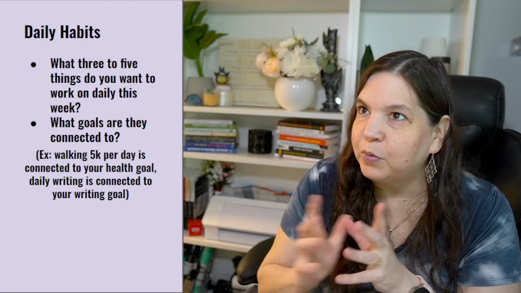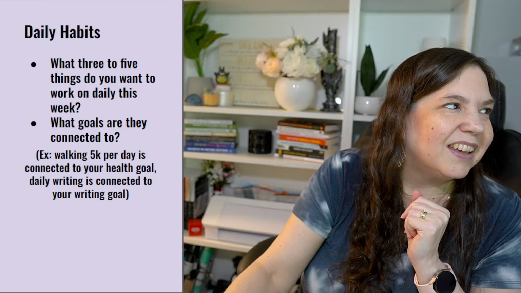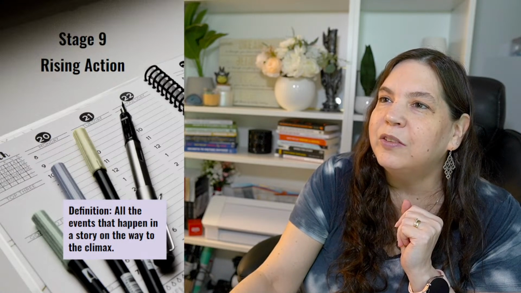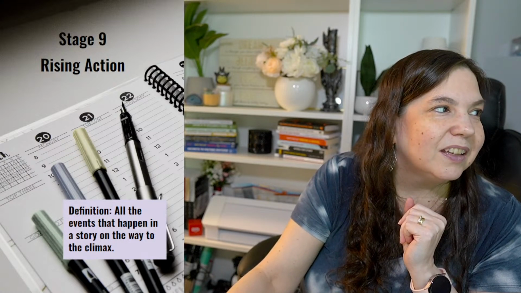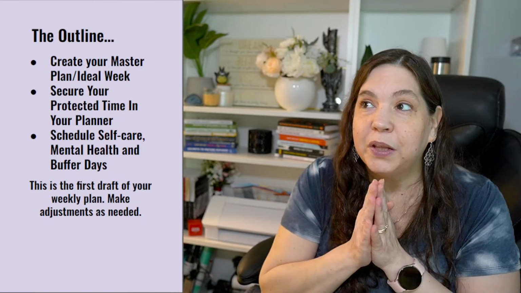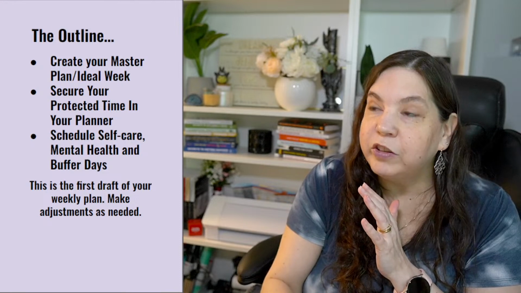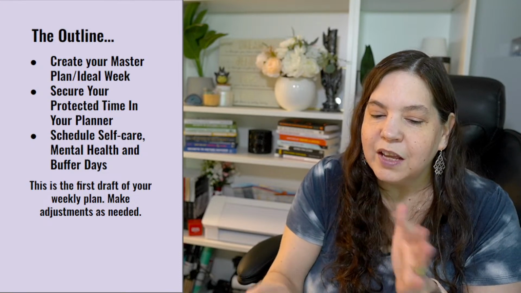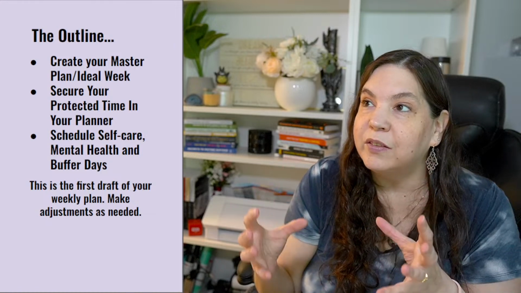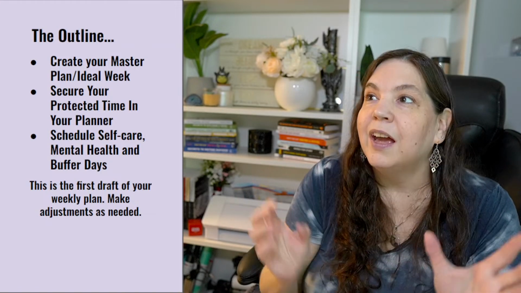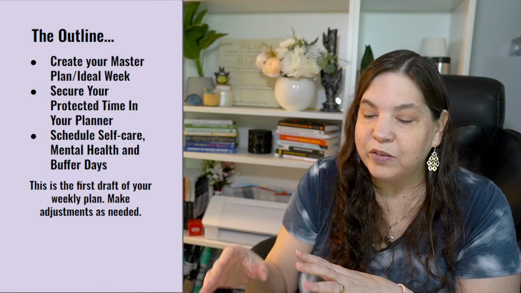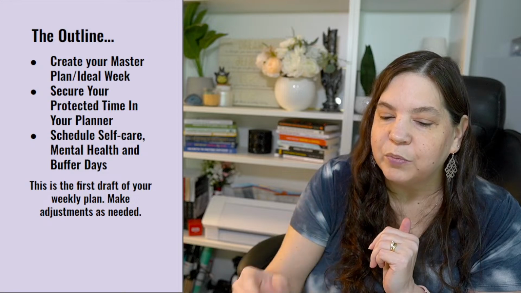Hey, that's very doable. All right, guys, so the rising action, all the events that happen in the story on the way to the climax. So you're going to create your outline by getting out your planner, and you're going to take the worksheet that you just filled out, your template, and you're going to start filling in and creating your plan. You know when the things that are scheduled are happening, and then you're going to schedule in the protected time, that deep focus time for your various goals.